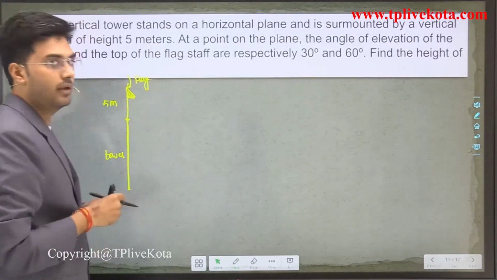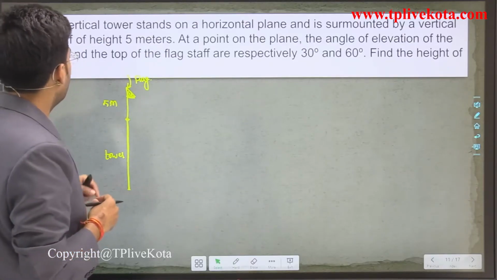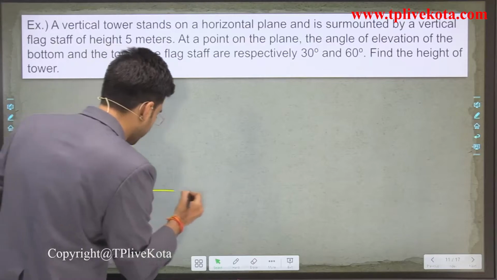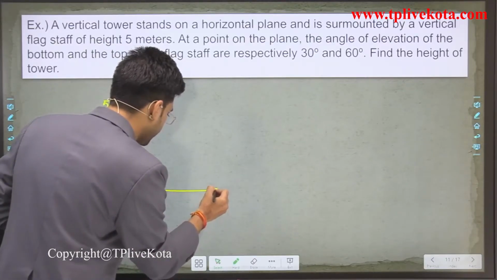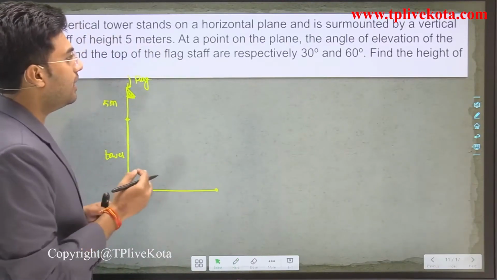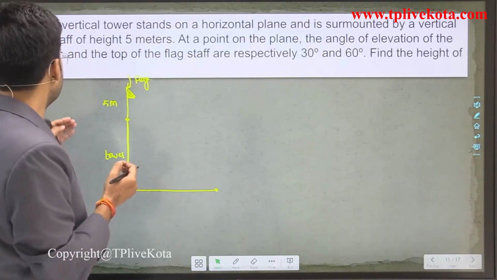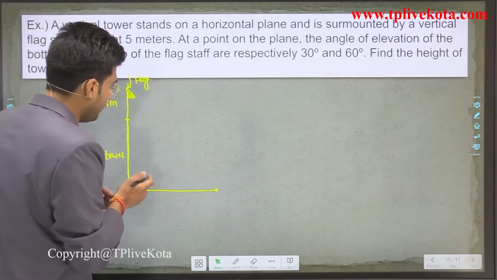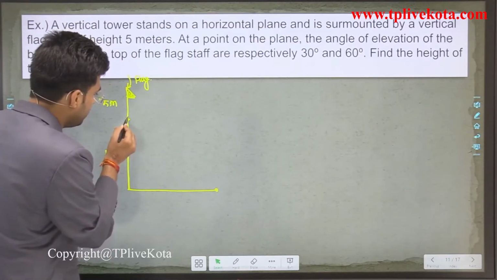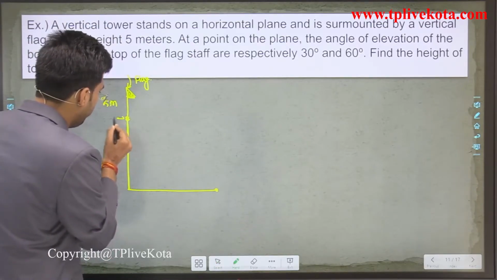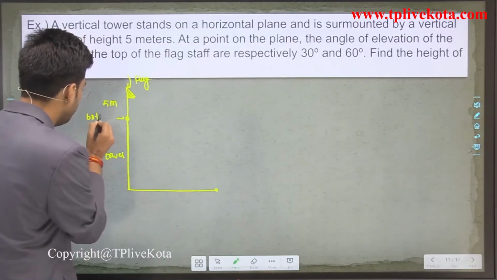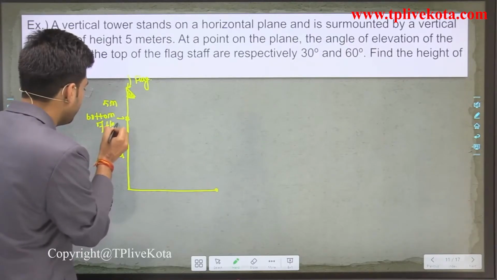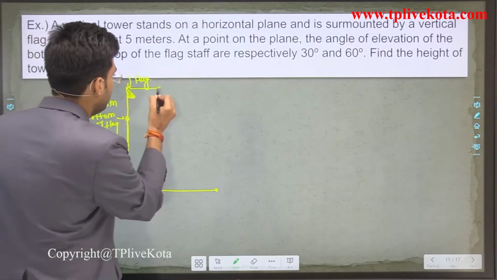Okay. Now it is given that there is a point on a plane, let this be the point. The angle of elevation of the top and bottom of the flag. This is the bottom of the flag, and this is the top of the flag.